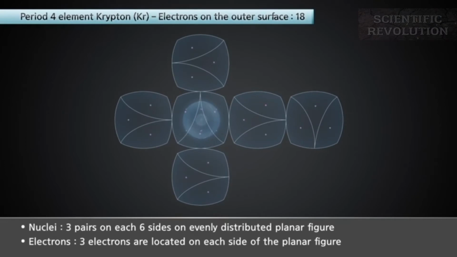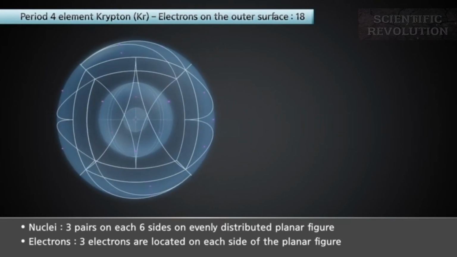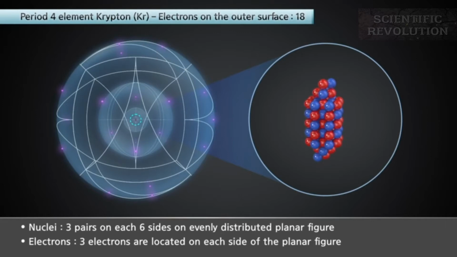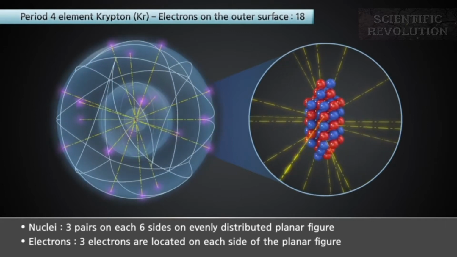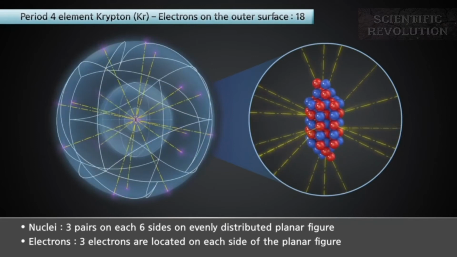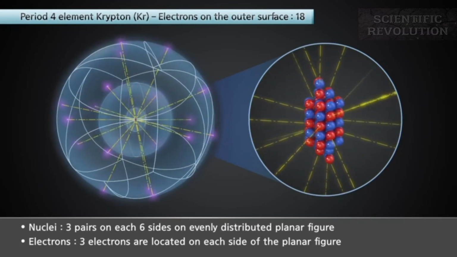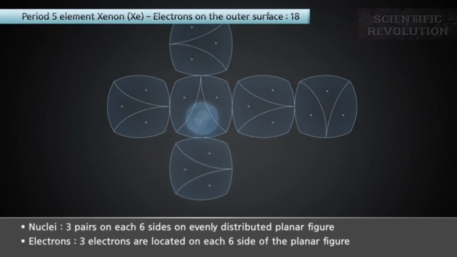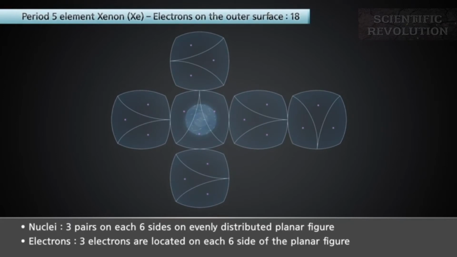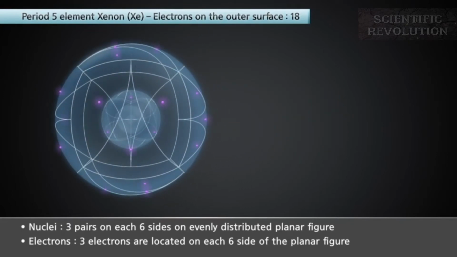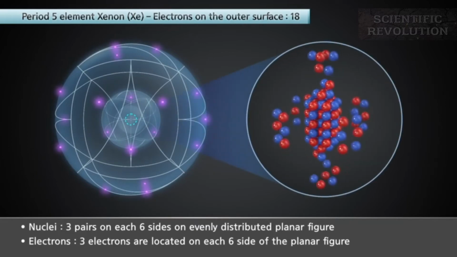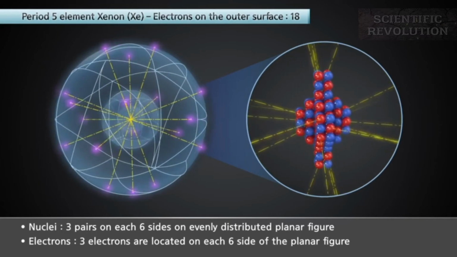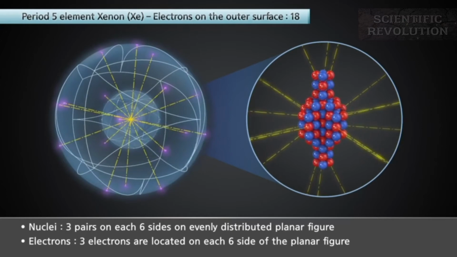3 pairs of nuclei of krypton, a period 4 element, are placed at each of the 4 sides of the center as well as both upper and lower parts of the nuclei of argon, and 3 electrons are located at each side of the spherical cube, forming 1-to-1 correspondence with the protons. Three pairs of nuclei of xenon, a period 5 element, are placed at each of the 4 sides of the center as well as both upper and lower parts of the nuclei of krypton, and 3 electrons are located at each side of the spherical cube, forming 1-to-1 correspondence with the protons.